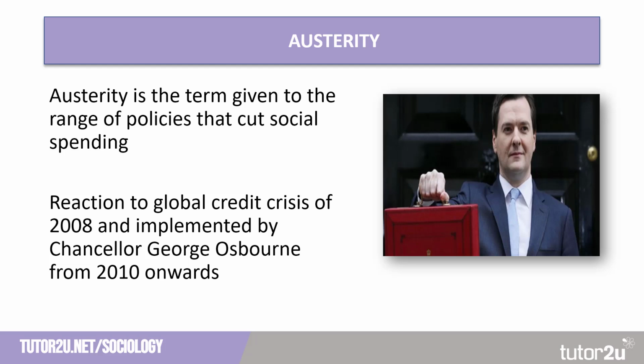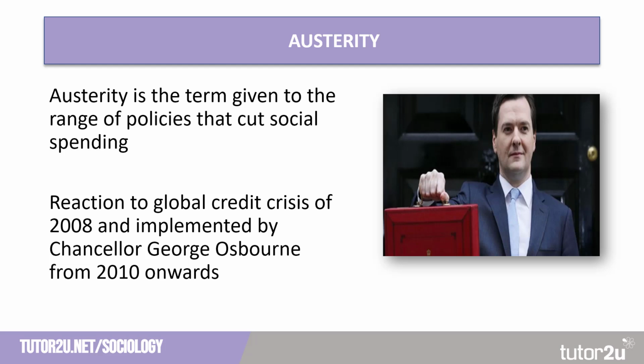Austerity is the term given to a range of policies that look to reduce social spending, particularly on welfare, in the aftermath of the 2008 global credit crisis and the election of a Conservative and Liberal Democrat coalition government in 2010. The then Chancellor George Osborne introduced these policies as the newly formed government looked to balance the books following state bailouts of banks and other private industries during the credit crisis.